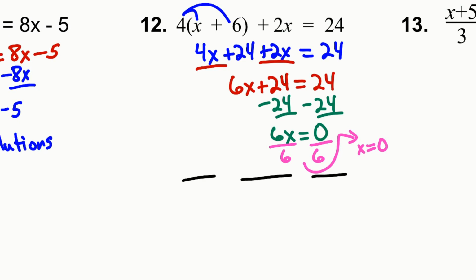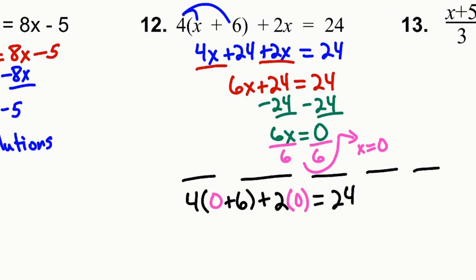All right, so 4 times the quantity, 0 plus 6, plus 2 times 0 equals 24. All right, 0 plus 6 is 6. 6 times 4 is 24. Plus 2 times 0, well, 2 times 0, that's 0. So I'm not adding anything. And that equals 24, and that checks.